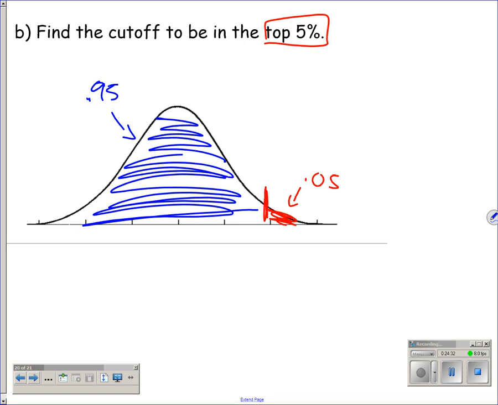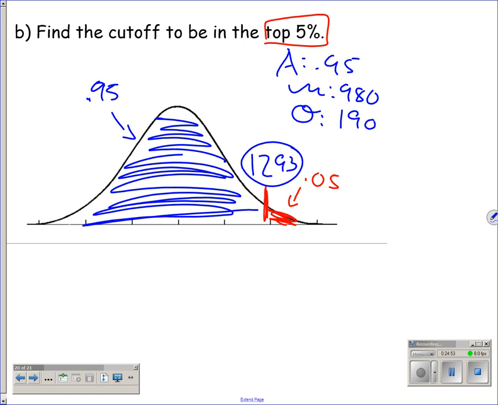So my area is 0.95. Mean is still 980. Sigma is, what was it, 190? Yeah. That's up to you. What'd you get? 1293? Cool. You have to score a 1293 to be in the top 5%. I like it. What's that out of? I forget, 1400 or something.